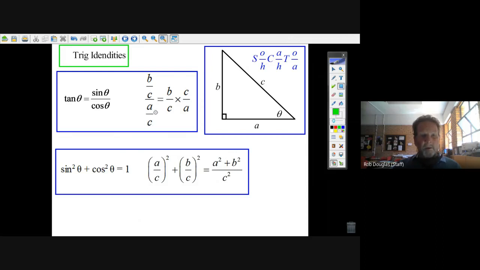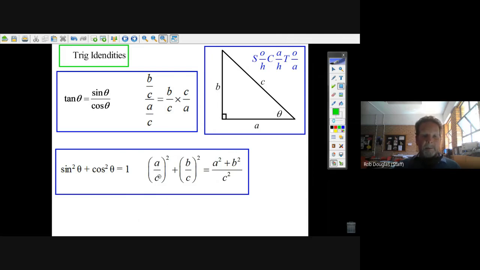But you know what you do with a fraction when you put it in the bottom of a fraction: you invert it, you tip it, and you multiply. Hey, those C's will cancel. You'll be left with B over A. But B over A is actually the tangent. So sine divided by cosine is equal to the tangent of this angle.